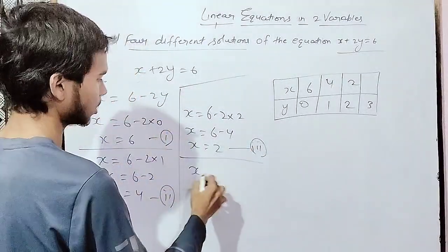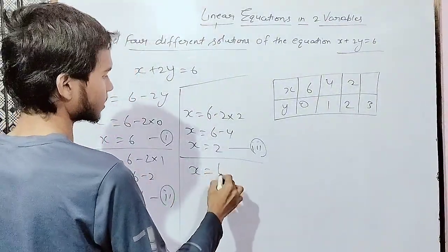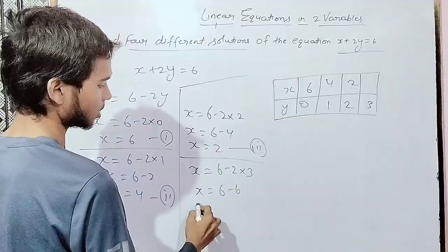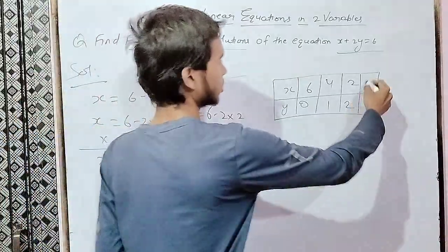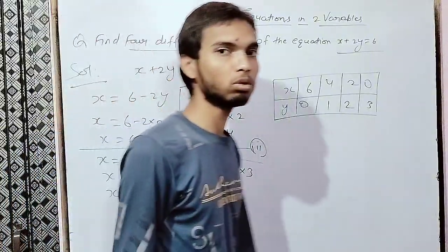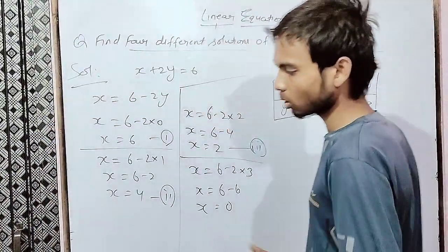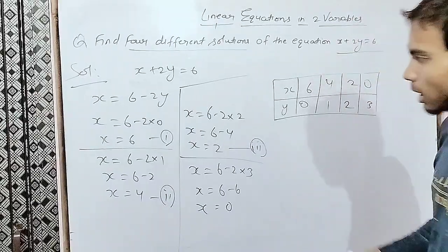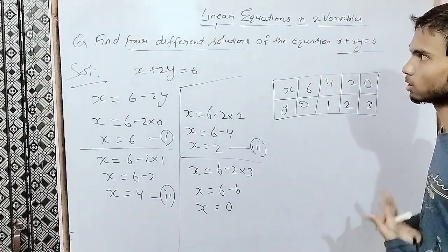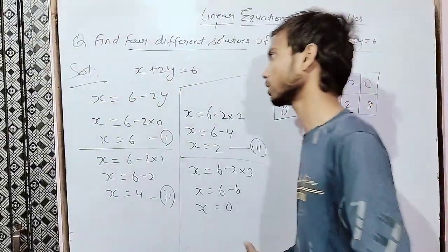Last time, in place of y, let's put 3. So 6 minus 2 multiplied by 3, it will be 6 minus 6, so x will be 0. That's how you have to find a lot of solutions of a given linear equation, and that's how you will solve. You can find as many as you want.